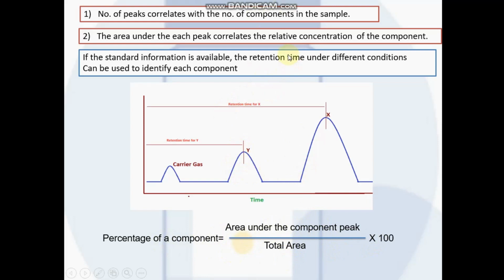Then the area under a particular peak can be calculated by using peak height times peak width at half of its height. That is the area under a specific peak. The percentage of component is calculated by using this equation.